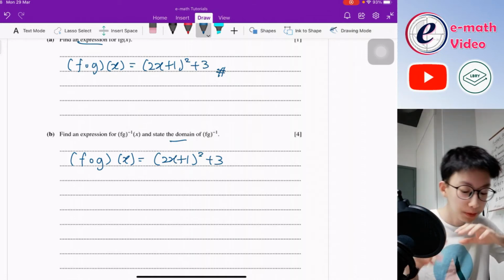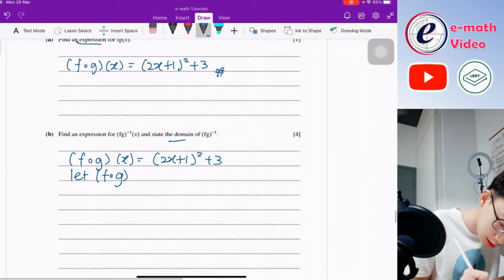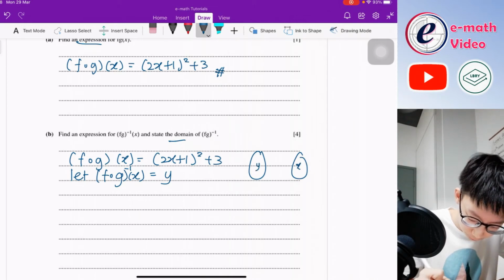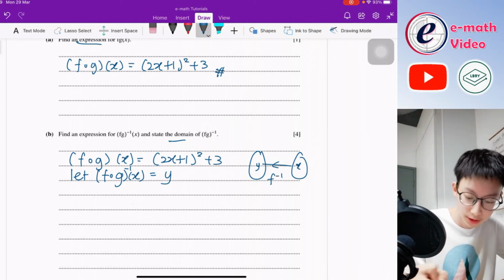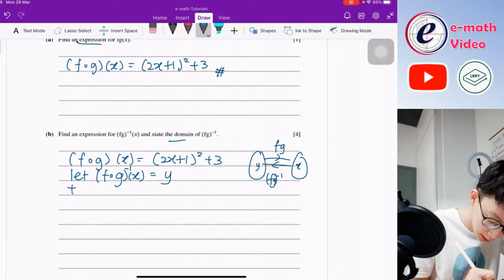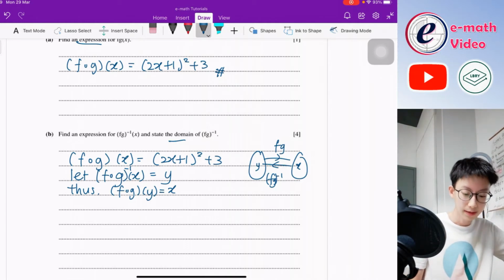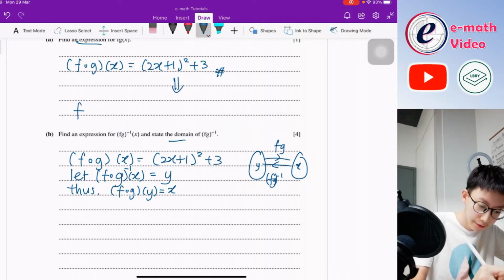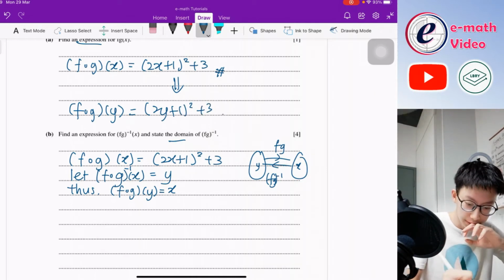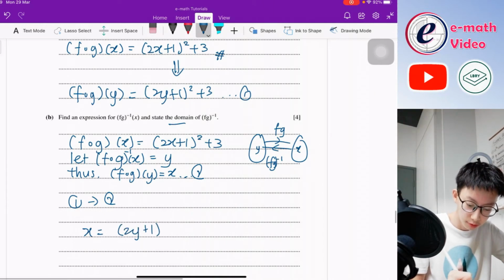I'm not sure how you find an inverse function. You can actually just replace x with y, but I will do it the long way. Let fg inverse x be y, which means fg of y equals x. Here, fg y is equal to (2y + 1) squared plus 3; you replace the x with y. This is equation 1, and this is equation 2. Comparing them, x equals (2y + 1) squared plus 3.